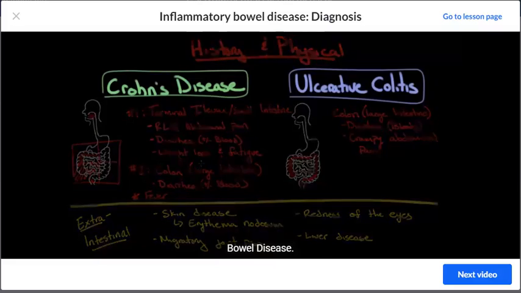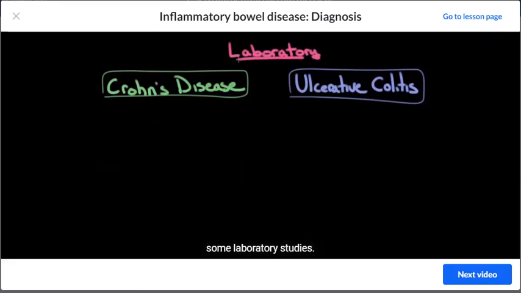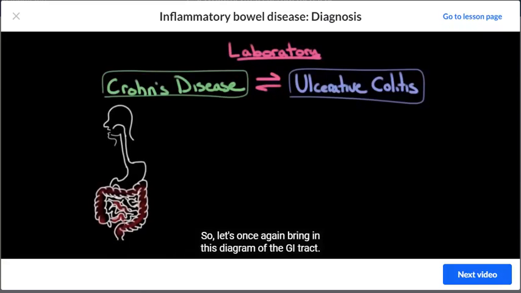Now, since the history and physical is fairly nonspecific, the next step in this diagnostic workup is to perform some laboratory studies. And these studies tend to be fairly similar between Crohn's disease and ulcerative colitis. So let's once again bring in this diagram of the GI tract. So the first set of laboratory findings are these markers of inflammation.